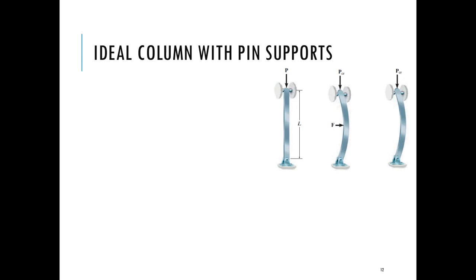With those assumptions, let's consider our first example of a column. Now, this is a pin-pin column. What that means is that it has two ends which are supported by pin joints. Please recall that pin joints ensure that there are zero displacements but allow free rotations. So we're looking at this type of column with these two boundary conditions.